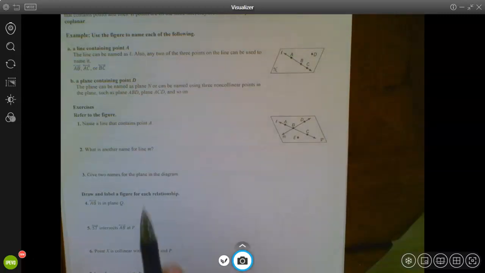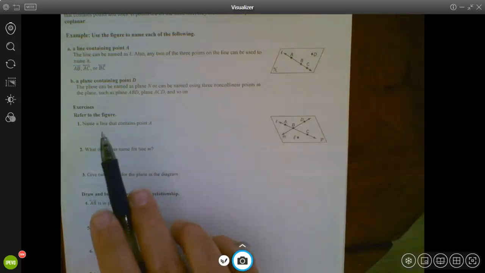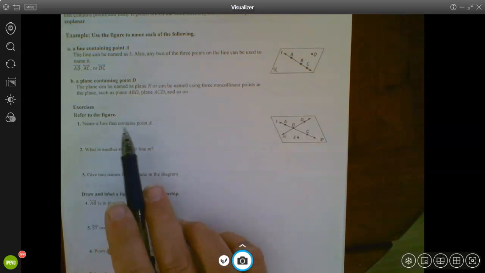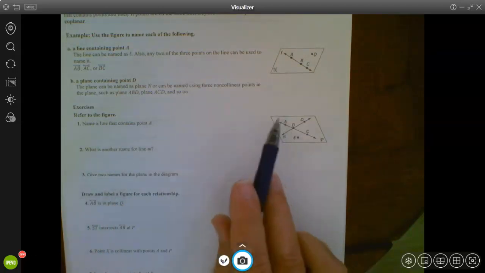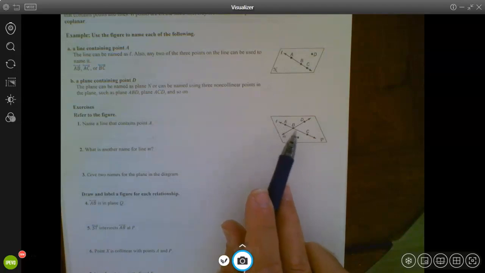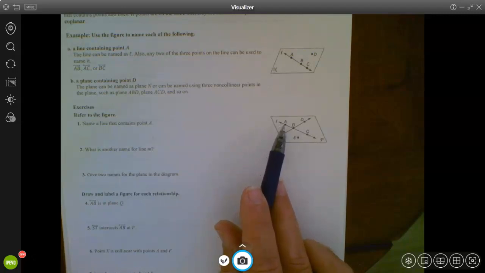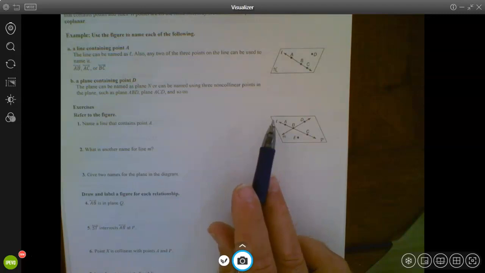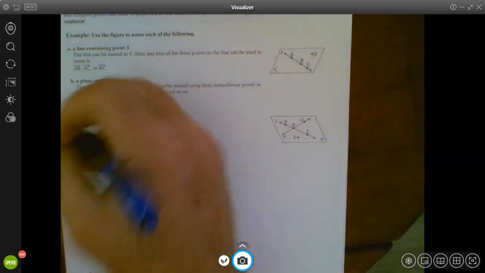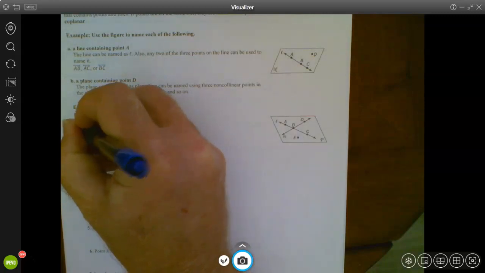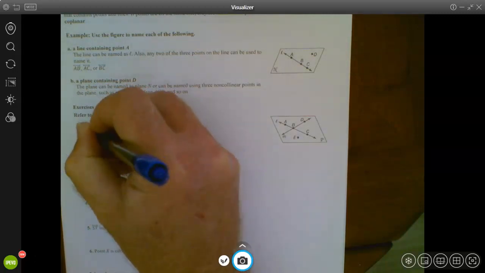So as far as how to write some of this appropriately, so if we said name a line that contains point A, so you can see right here, this is the line that contains point A. So a couple ways you can name this. We can do it with letters, we can do it with symbols, we can do it with words, all that good stuff. So we can use the cursive letter that I see right here and call this line L. So that would be one way of doing it. So we could say line L and use that cursive letter that we see.